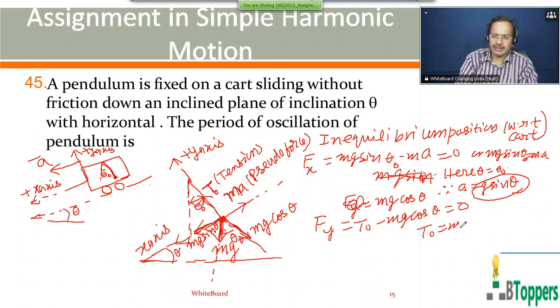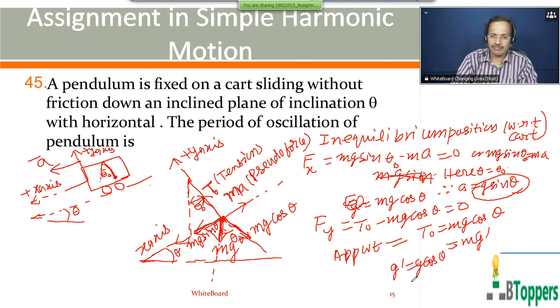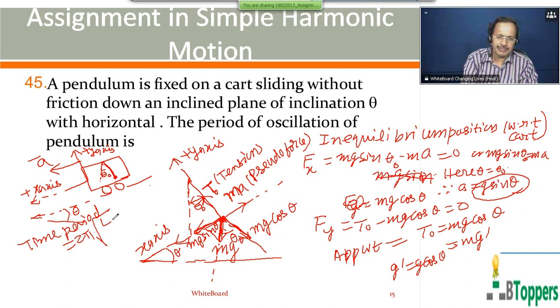So apparent weight is nothing but equal to the magnitude of the tension in the string in the equilibrium position. The apparent weight of the bob we can write as mg dash. So g dash you can write as g cos theta. So the time period of small oscillation of the bob of the pendulum can be written as 2 pi root of L by g dash, where g dash is g cos theta.